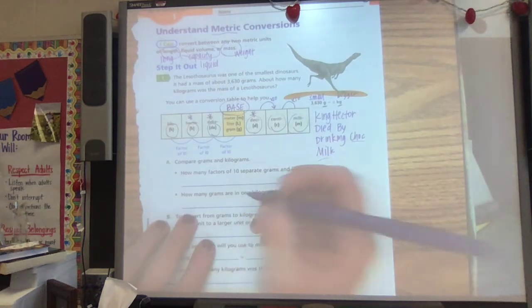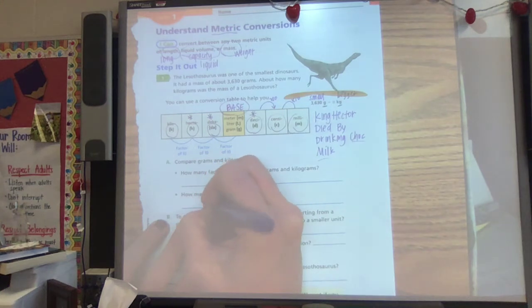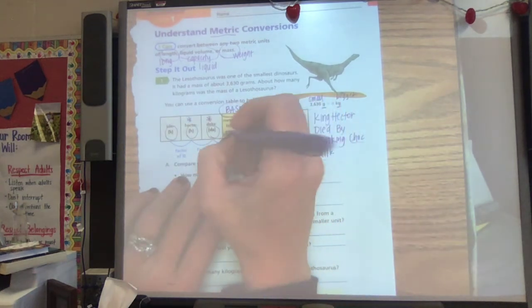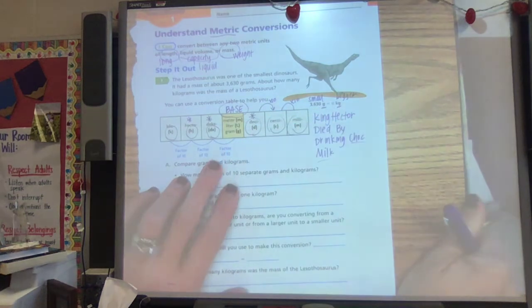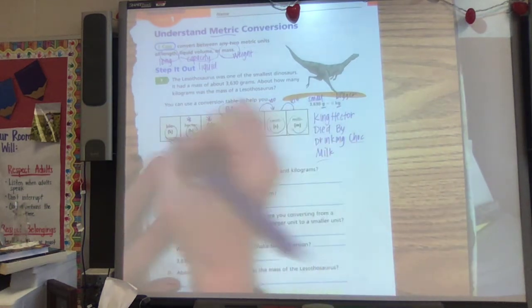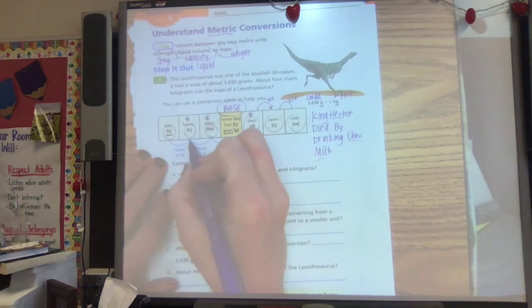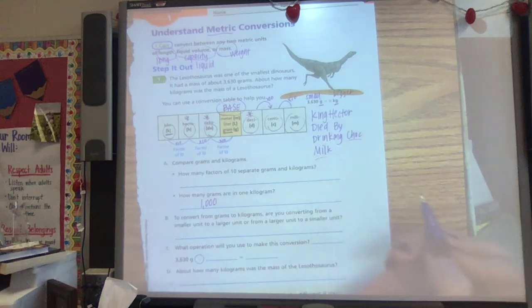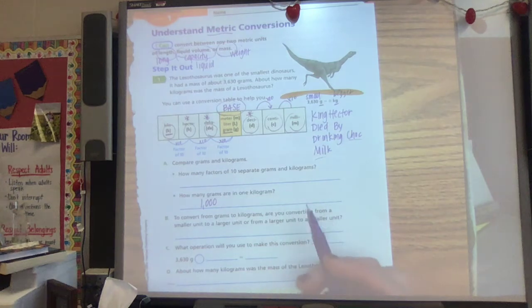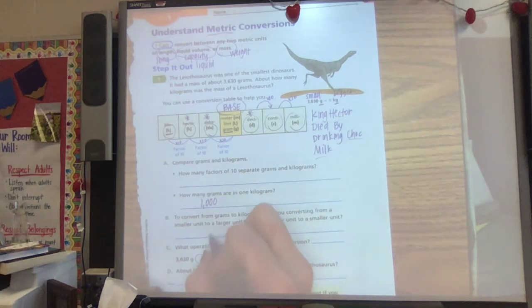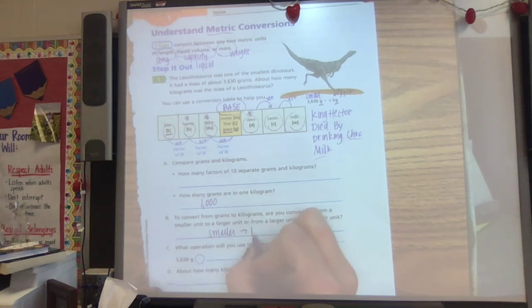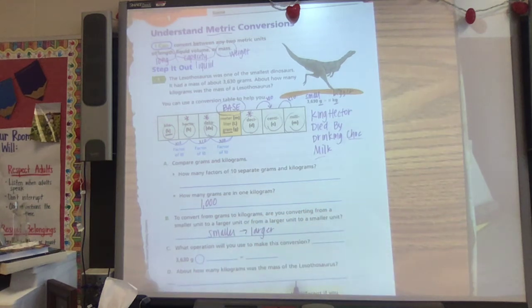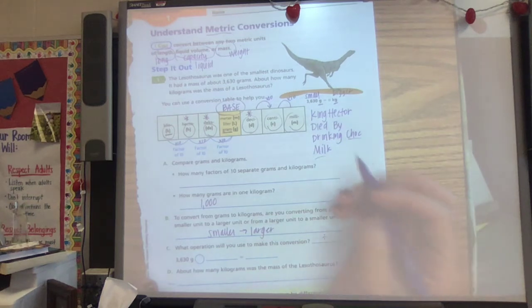How many grams are in 1 kilogram? There are 1,000 grams in a kilogram. And we can remember that because, just like it says here, if you're here at grams and you're going to kilograms, you're moving up 1, 2, 3. That's like times 10, times 10, times 10: 10, 100, 1,000. There are 1,000 grams in a kilogram. To convert from grams to kilograms, you're converting from smaller to larger or larger to smaller? Well, we just said we knew we were going from smaller to larger. What operation are we going to use? We're going to divide. We know when we go from smaller to bigger, we divide.